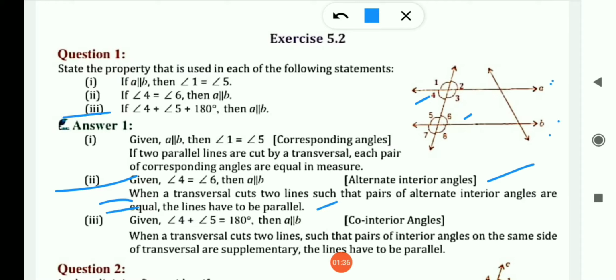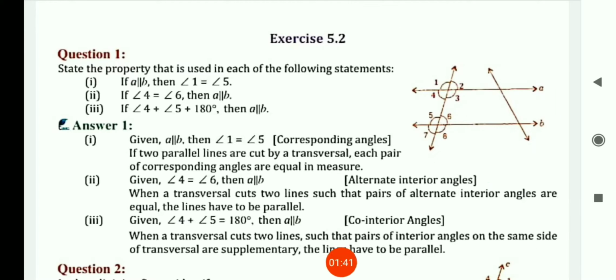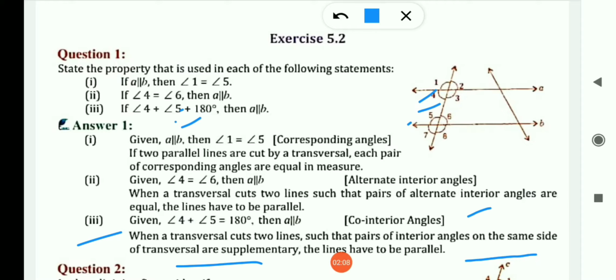Now the third one: if angle 4 plus angle 5 equals 180, then A and B are parallel. If angle 4 plus angle 5 equals 180, then they are interior angles. When a transversal cuts two lines, the pair of interior angles on the same side of the transversal are supplementary. Supplementary means 180. So both the lines are parallel.